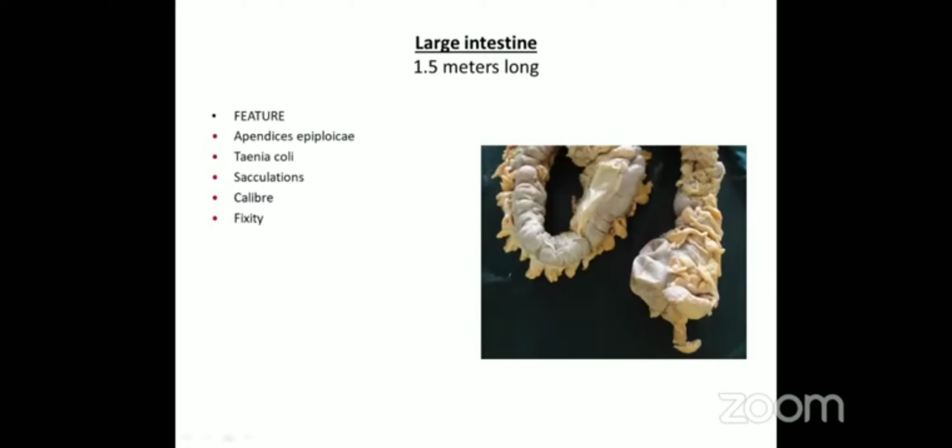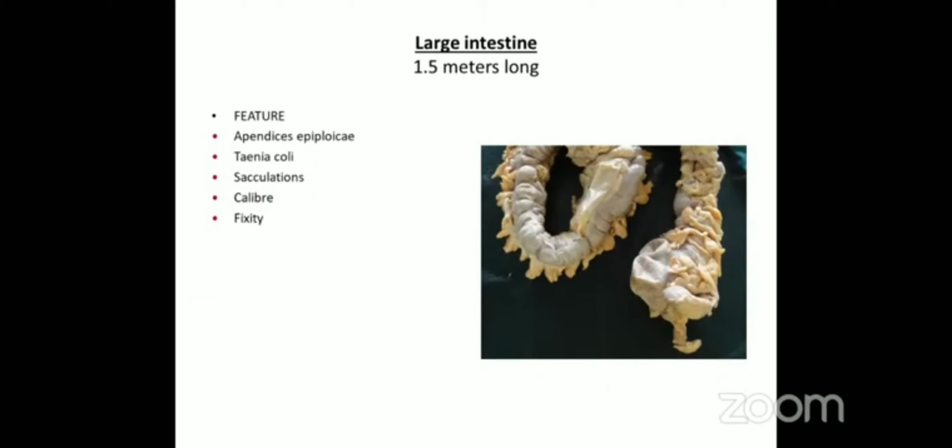And then sacculation means you can see the intestine is coming out in some part and then again going inside, like a purse string. So these sacculations and haustrations are because of the different length of the circular muscle coat and longitudinal muscle coat. So these are the three main features of the large intestine.